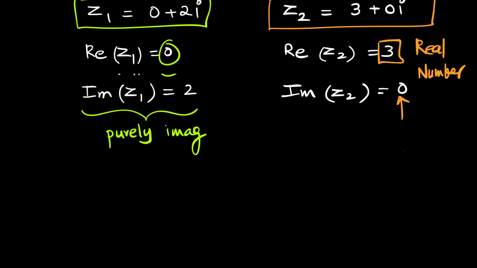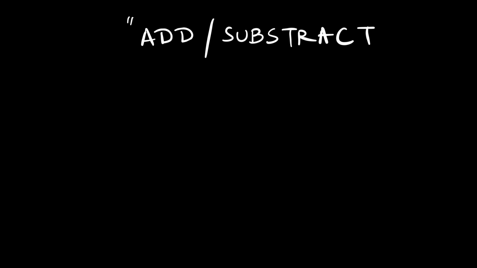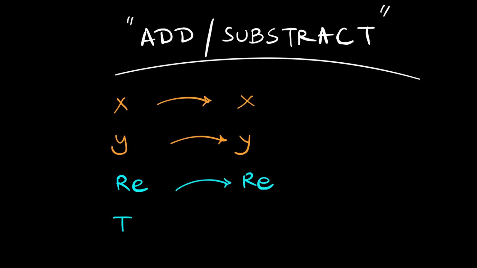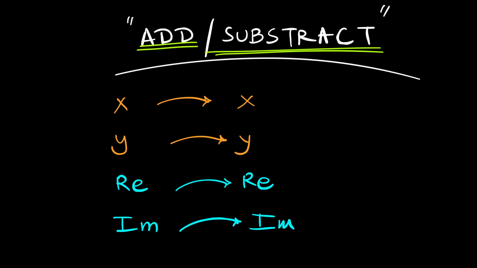Now let's talk about the addition and subtraction of two complex numbers. It's the same principle as in algebra. We add the x to the x, we add the y to the y. In this case, we add the real part to the real part. Similarly, we add the imaginary part to the imaginary part. Whatever is the rule for addition, that same rule applies for subtraction also.